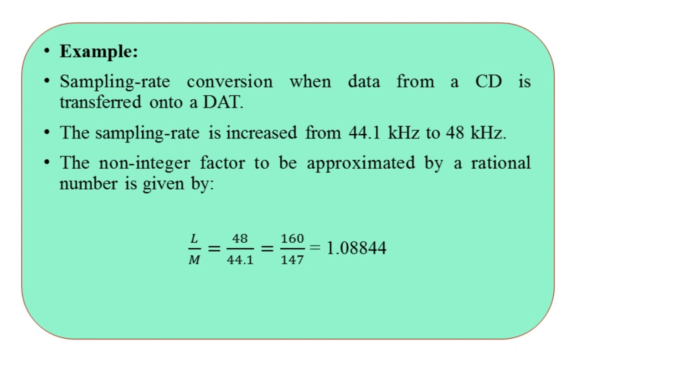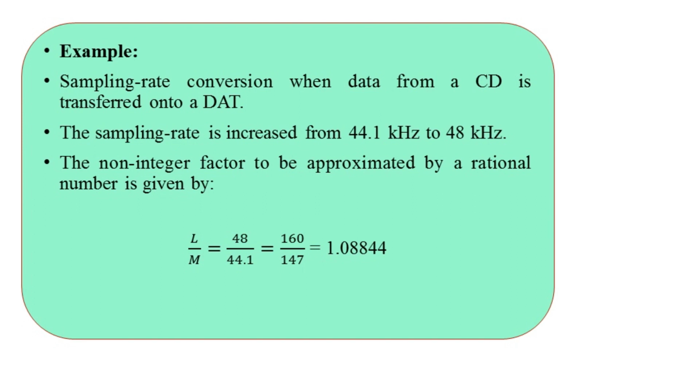Now to get the numerator and denominator into integer form, we get it in the form 160 divided by 147. So this value comes out to be 1.08844. So this is the non-integer factor here, and of course the conversion should be by the exact non-integer factor 1.08844. Then and only then, whatever musical data is stored on the compact disc will be played the right way on the DAT system.